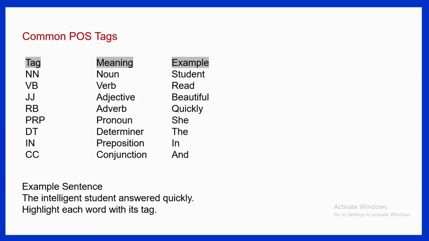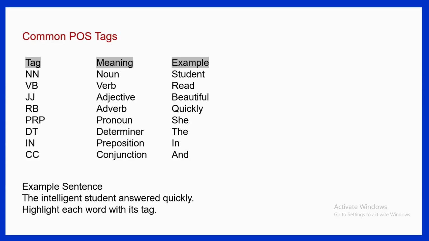So let's look at some commonly used POS tags. The first one is NN, which represents a noun. Examples include student, computer, city, and teacher. Next is VB, which represents a verb or an action word such as read, write, eat, or play. The tag JJ represents adjectives. These words describe nouns, such as beautiful, intelligent, small, or large. The tag RB represents adverbs, which describe verbs. Examples include quickly, slowly, and carefully.